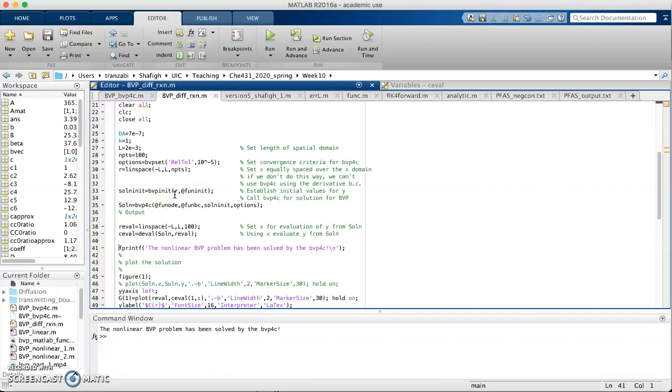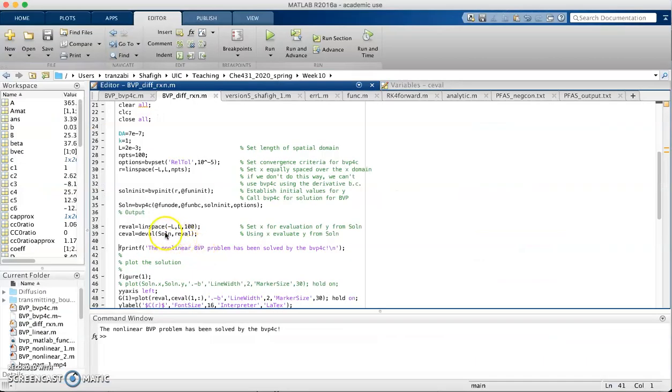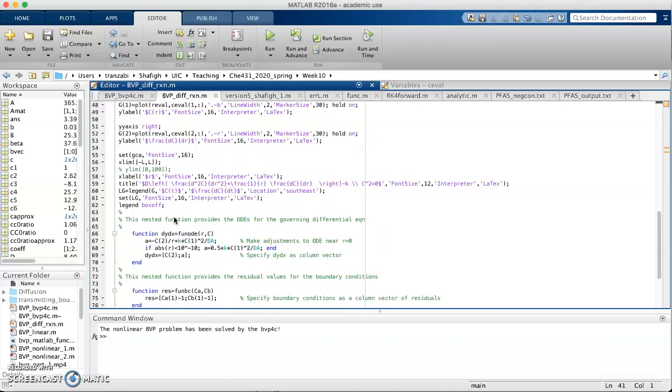Alright, as you know, we have to create some initial guess for the unknowns. Our unknowns are the concentration and the derivative of it, or the flux. So I have to make an initial guess for that. So let's see right here how that function is actually implemented. So let's go there.